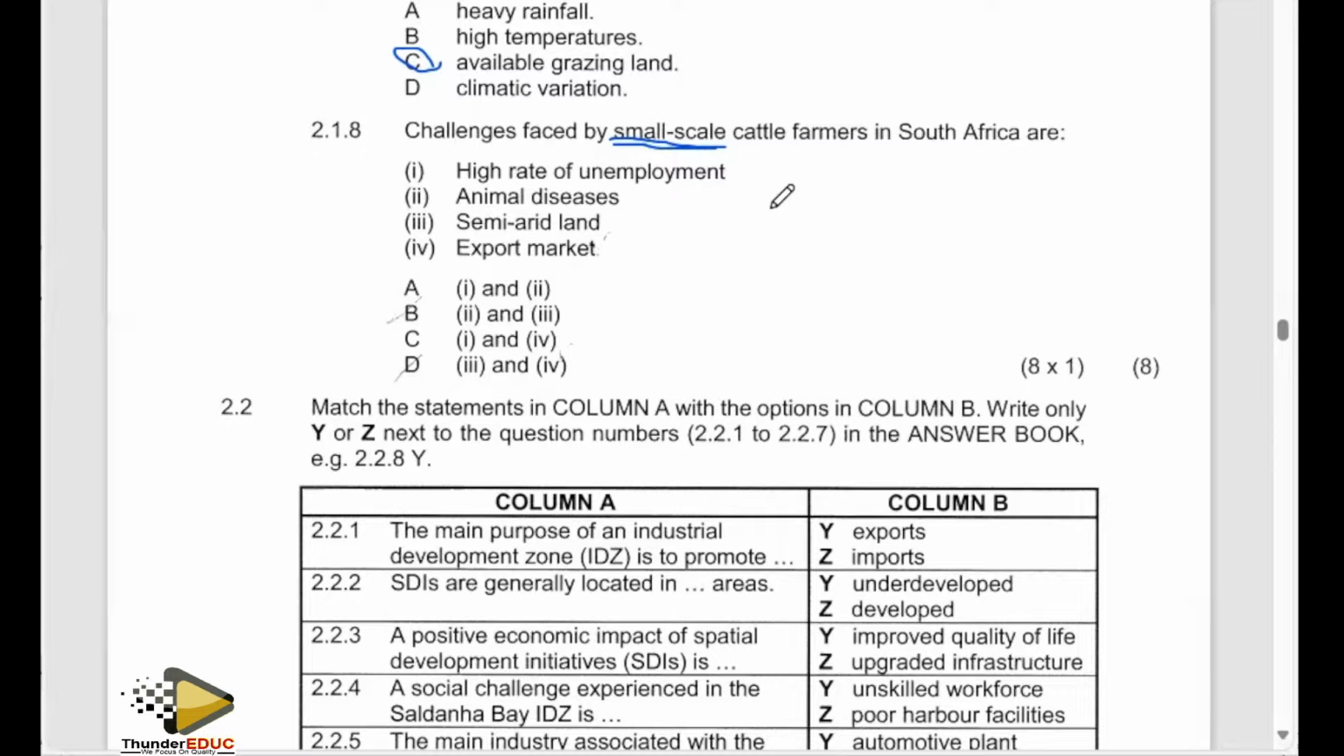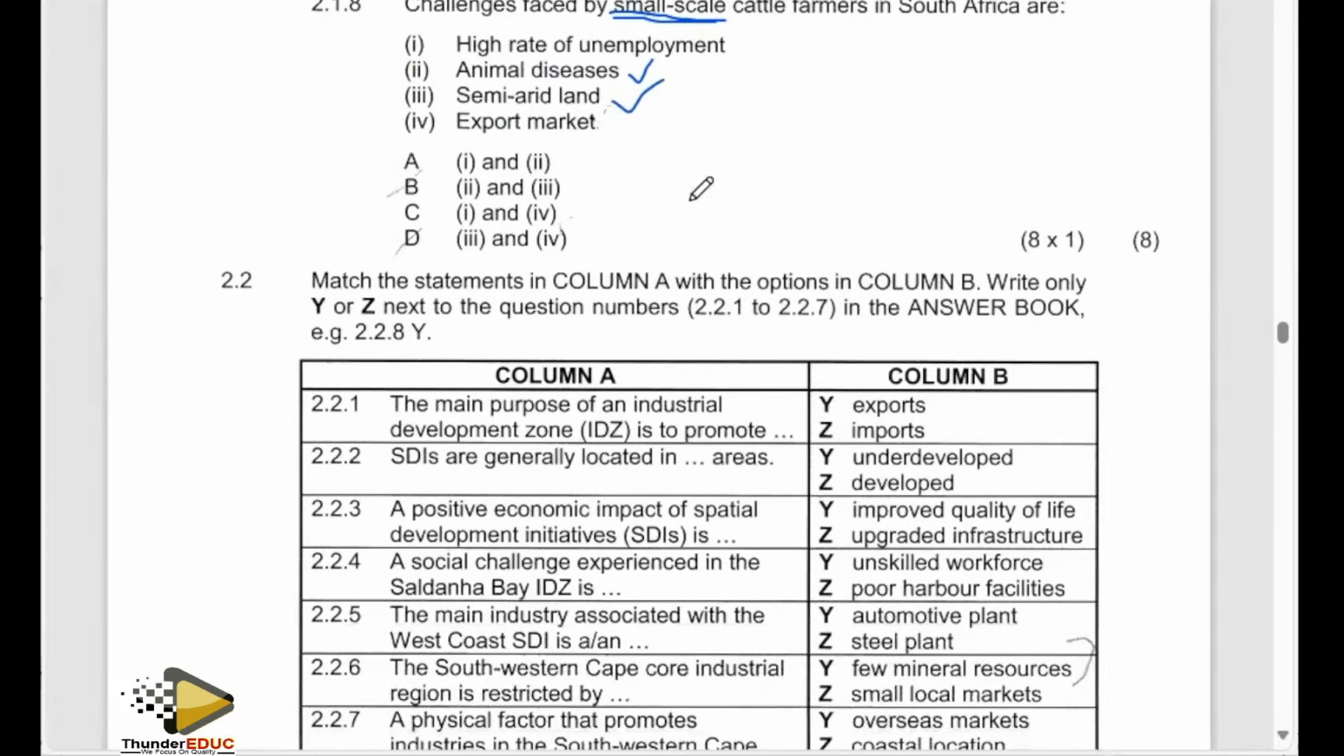Right. High rate of unemployment is not related anyhow. Animal diseases is related, is correct. Semi-arid land is very correct and related. Export market is irrelevant because we're talking of small scale. Their target is not to export anywhere. Right, so we are seeing that response number 2 and response number 3 are relevant to the question. So we look for a response which is combining those two, and definitely we are seeing that is B, which has got item 2 and item 3.